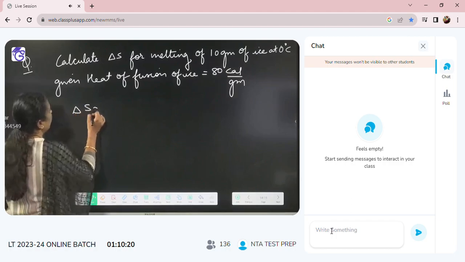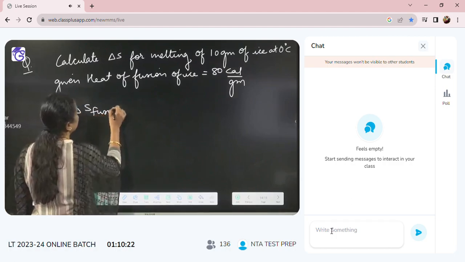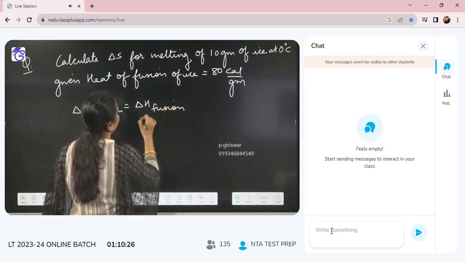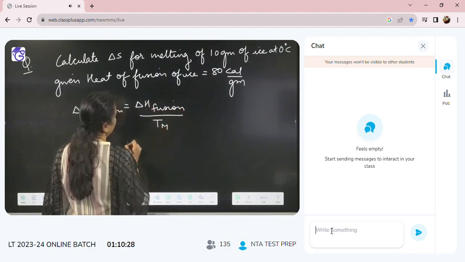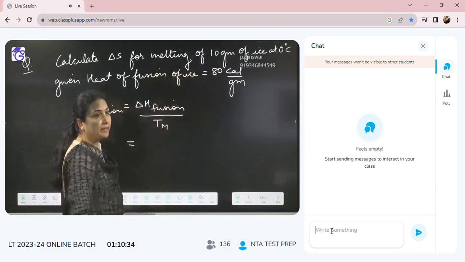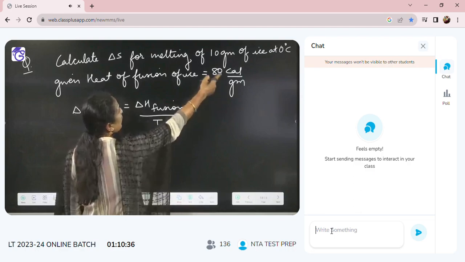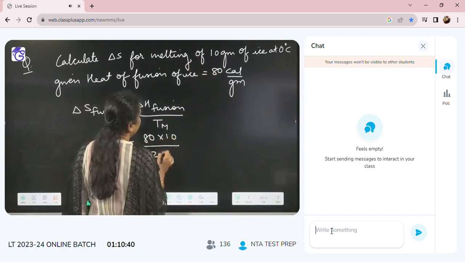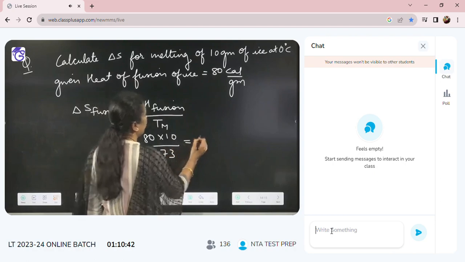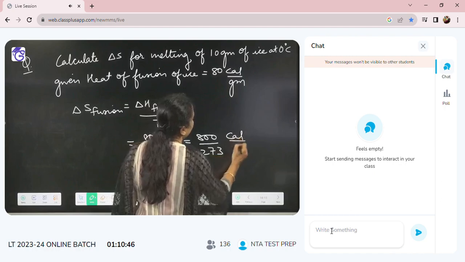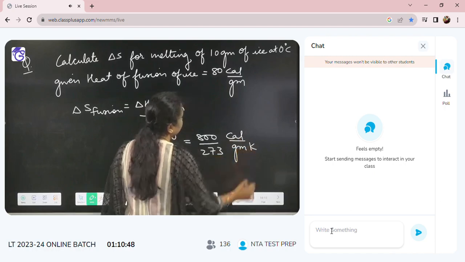So delta S fusion has been asked. That is actually delta H fusion upon the temperature, melting point temperature. This is given for 1 gram and I have asked you for 10 gram. So basically for 1 gram 80. So for 10 gram it will be 80 into 10 divided by 0 degrees Celsius means it has to be 273. So 800 upon 273 calorie per gram Kelvin. Are you able to understand?